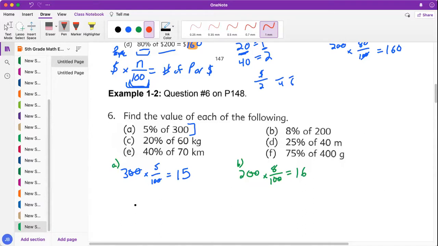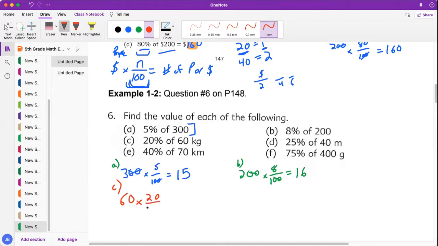All right, so if we have 60 kilograms, this one's C. Does anybody want to try this one? Kong, would you like to try it? Yeah, so would we times 60 times 20 over 100? Okay, so we'll multiply.